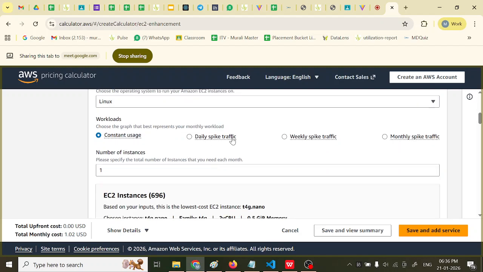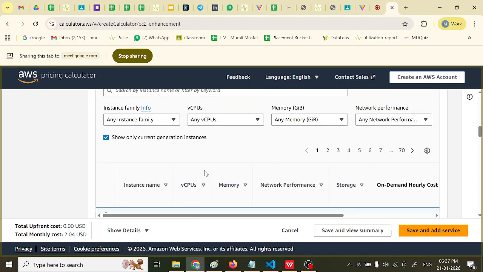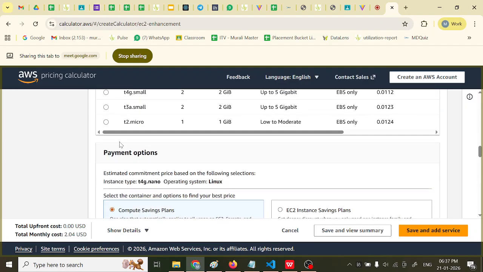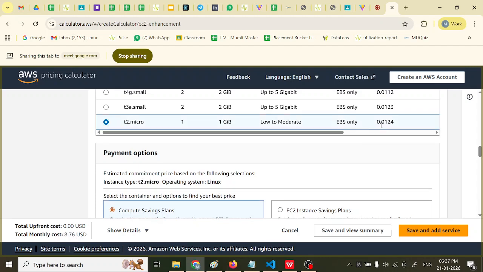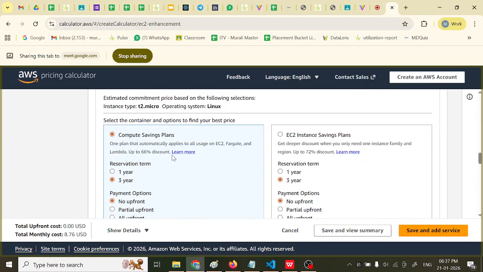Then daily it will spike. Spike means it will increase daily, or weekly, or monthly. Next, how many servers you want? I told you two servers are not necessary for a year. I can put two or one, whatever is our wish. So you can put two. Then instance type. You can see the generation, virtual CPU, how much GB. I told you 270 plus types are there. So you can go for T2 micro, which is less cost. I'm going for the less cost T2 micro, which is charging me 0.0012 hourly rate.